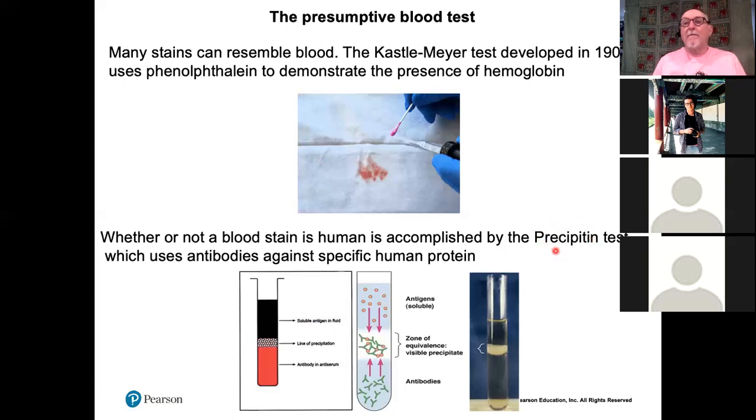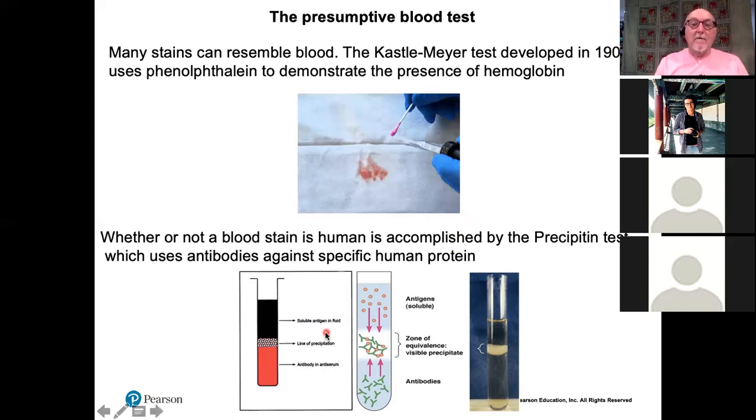And it depends upon using the immune system to produce substances which are specific against human blood. So what they did was they would inject human blood into rabbits. The rabbit's immune system would react against the presence of the human blood and produce antibodies to that blood. Those antibodies can be purified from the rabbit blood, and you can then test those against a solution taken from a stain. And if the antibodies react against components of the blood, then that is a definitive test that this is in fact human blood.